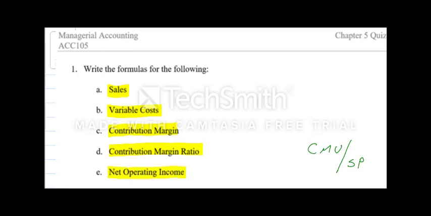Net operating income is the bottom line of what we call the contribution income statement. That contribution income statement, we're going to start with sales, subtract out your variable costs, and you'll get your contribution margin. The contribution margin, that's the amount of money that we have in order to apply and cover our fixed costs. Once you have paid your fixed costs, what's going to be left is your net operating income, which we can also call profit.